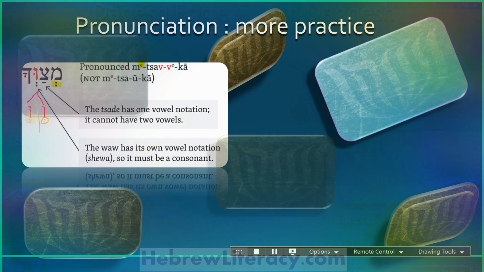Okay. So me, sav, silent, vecha. Metzav vecha. Here's the correct pronunciation. Metzav vecha. And this should be KH. I don't know why there's K there. It should be KH. The tzadi has one vowel notation. It cannot have two vowels. Right? So he's metzav vecha. Okay?